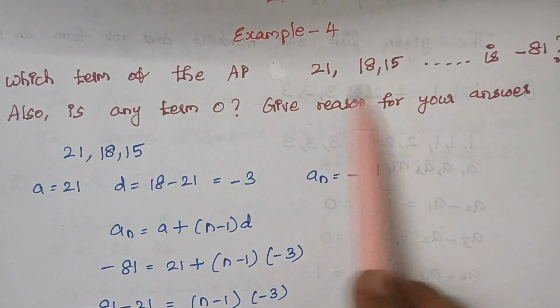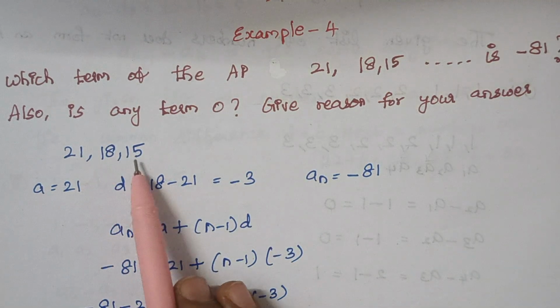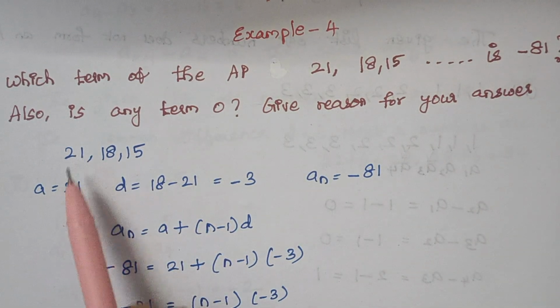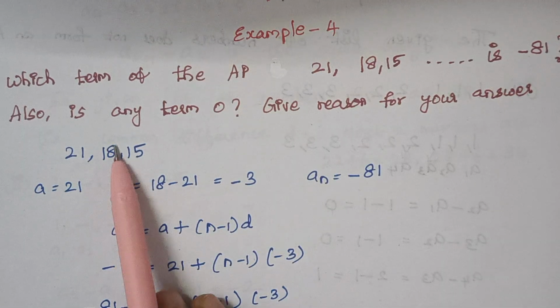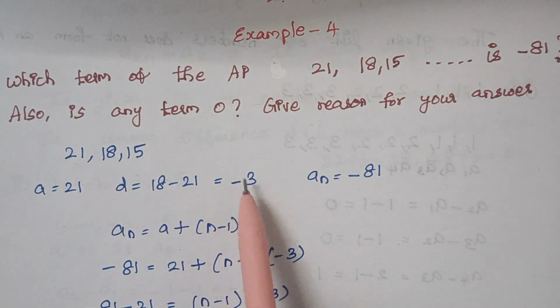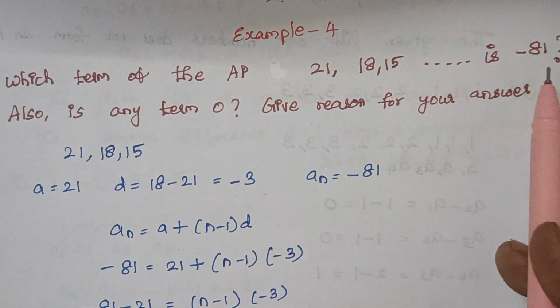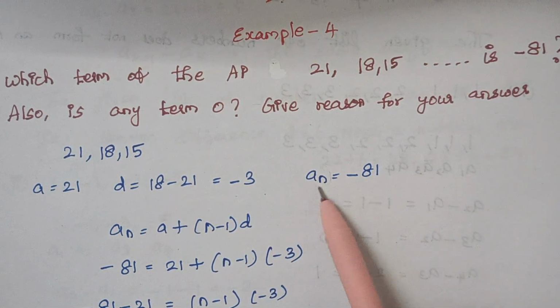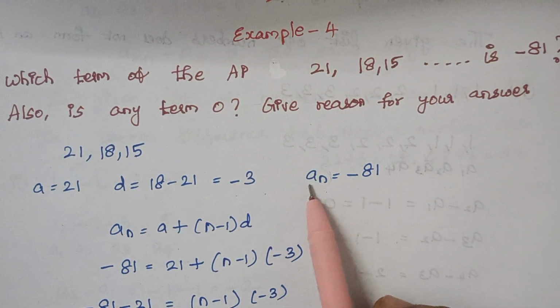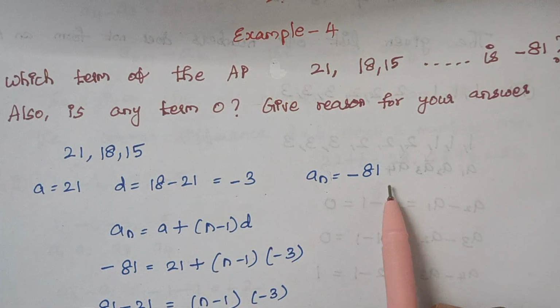So, what is the given AP? It is 21, 18 and 15. So, the value of a is 21 and d is 18 minus 21, so here it is minus 3. We don't know which term, we have to calculate the value of n here. Therefore, an is equal to minus 81.